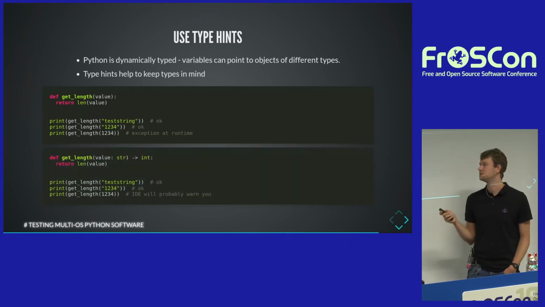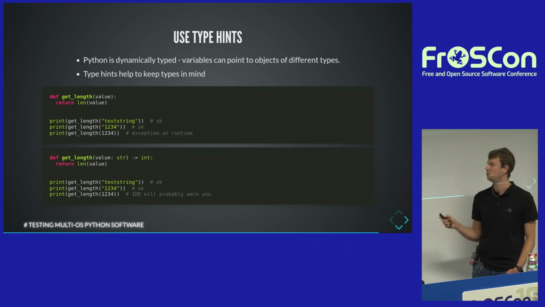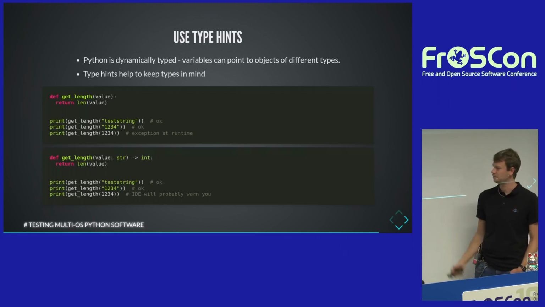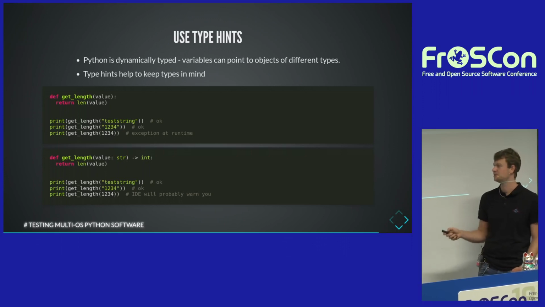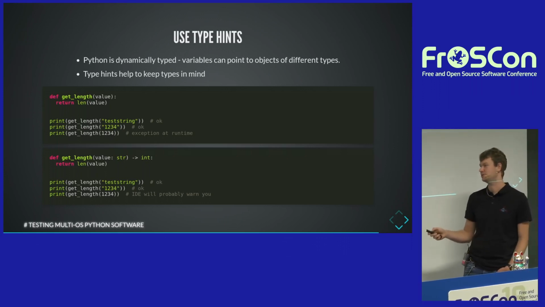If you use type hints, you can add a colon and then the type. Here we explicitly expect a string, and the function returns an integer. We have basically the same thing. This will still be an exception at runtime, but on this statement, your IDE will probably warn you, because it knows that this function expects a string, and this isn't a string.